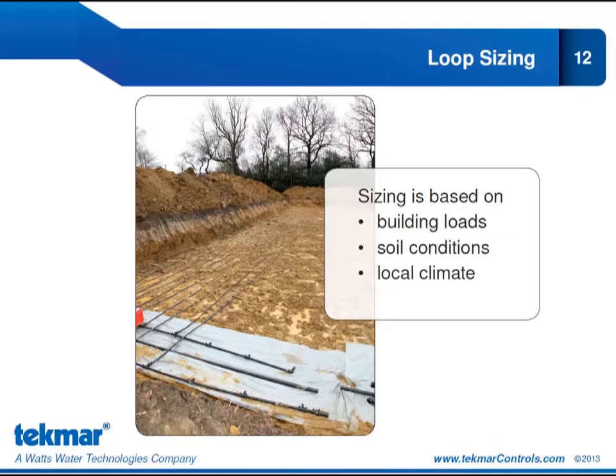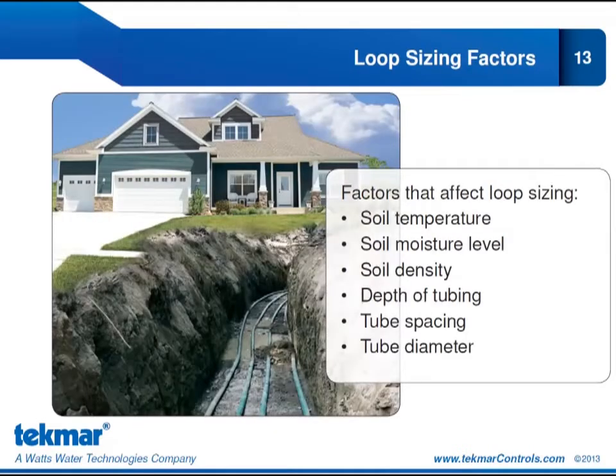Now we'll look at how we can design for soil conditions on the following slide. So the factors that are going to affect the loop sizing from a ground condition point of view are the soil temperature, the soil moisture level, the density of the soil, the depth of the tubing below the surface, the tube spacing, how far apart are we spacing our tubes, and the diameter of the tubes.